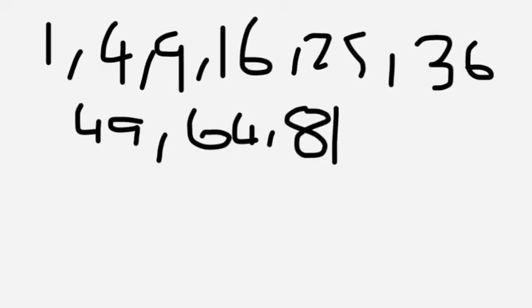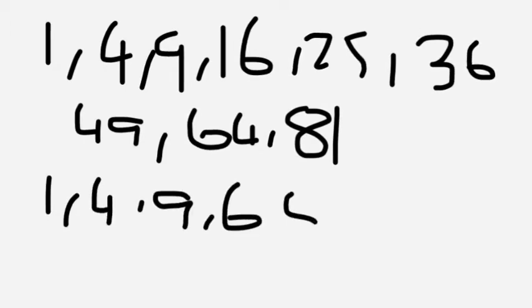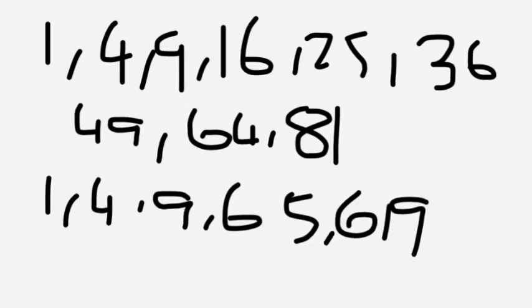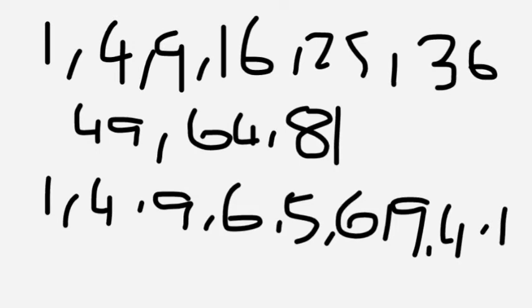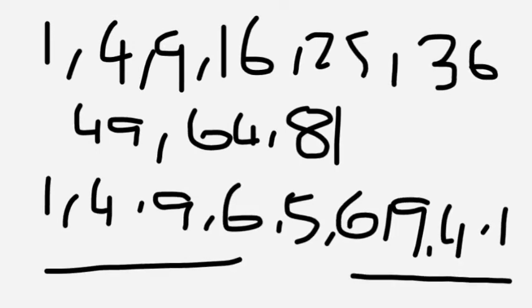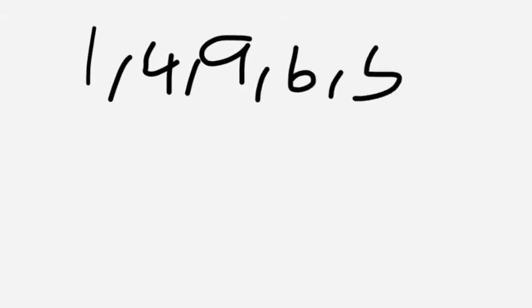If we take the unit digit of all these numbers, we will get 1, 4, 9, 6 and 5, then again 6, 9, 4, 1. So 1496, 1496, and the middle 5. These numbers are frequently repeating again and again.